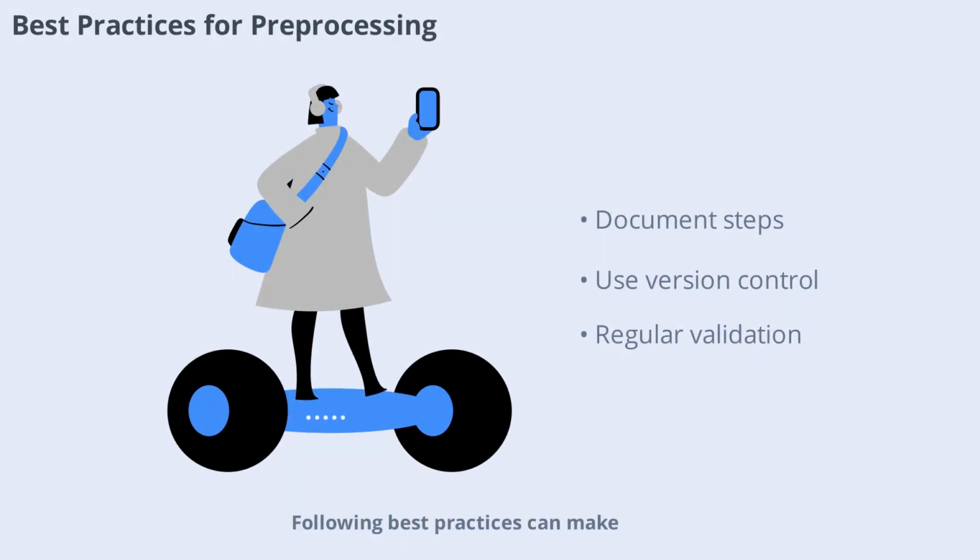Following best practices can make your preprocessing more effective and efficient. Document your steps, use version control, and validate your results regularly. Stay updated with the latest tools and techniques, and always tailor your approach to the specific needs of your data and project. Best practices help ensure high-quality, reproducible results.